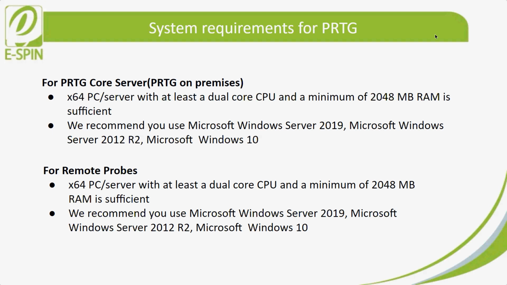This one is the system requirement for PRTG. For the PRTG core server, that means on premises, you need at least a 64-bit PC or server with at least a dual-core CPU and a minimum of 2048 MB RAM is sufficient. Then we recommend you use Microsoft Windows Server 2019, Windows Server 2012 R2, and also Microsoft Windows 10.